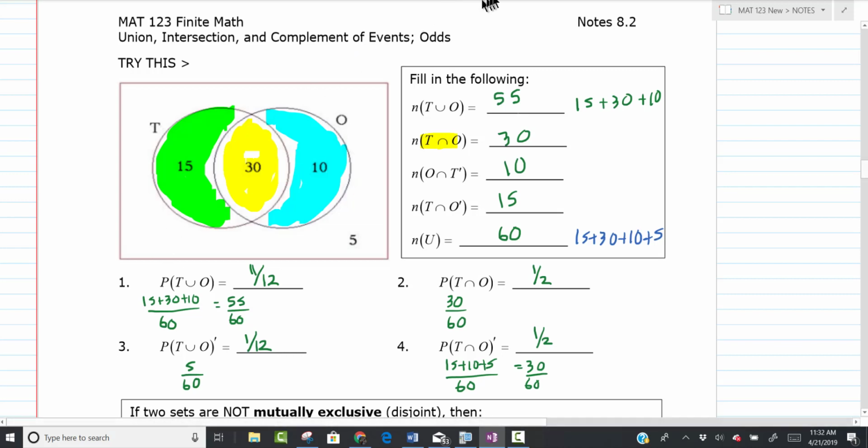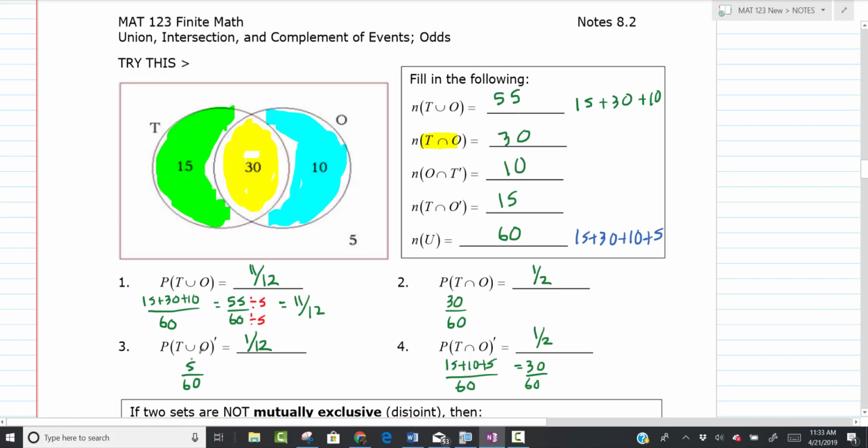If you're doing the probability of T union O, the union is the 15, 30, and 10. So I add that together. I'm sorry, add the numerator together. 15, 30, and 10 is 55 out of 60. And then what I do is I reduce the fraction by a factor of 5. You can use your calculator if you have to, but I'd like you to be able to do this without your calculator. So that's 11 out of 12. So that is an 11/12 probability.